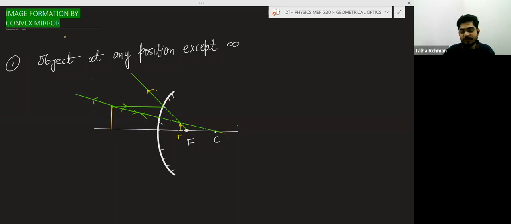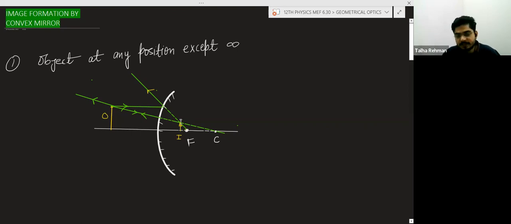Now we will see the position of the image, nature of the image, size of the image, magnification of the image. Now you can see this image is formed in the mirror. Now you can see size of the image. So this is the object and this is the image. So size of the image is less than the object. Or you can say height of the image is less than the height of the object.